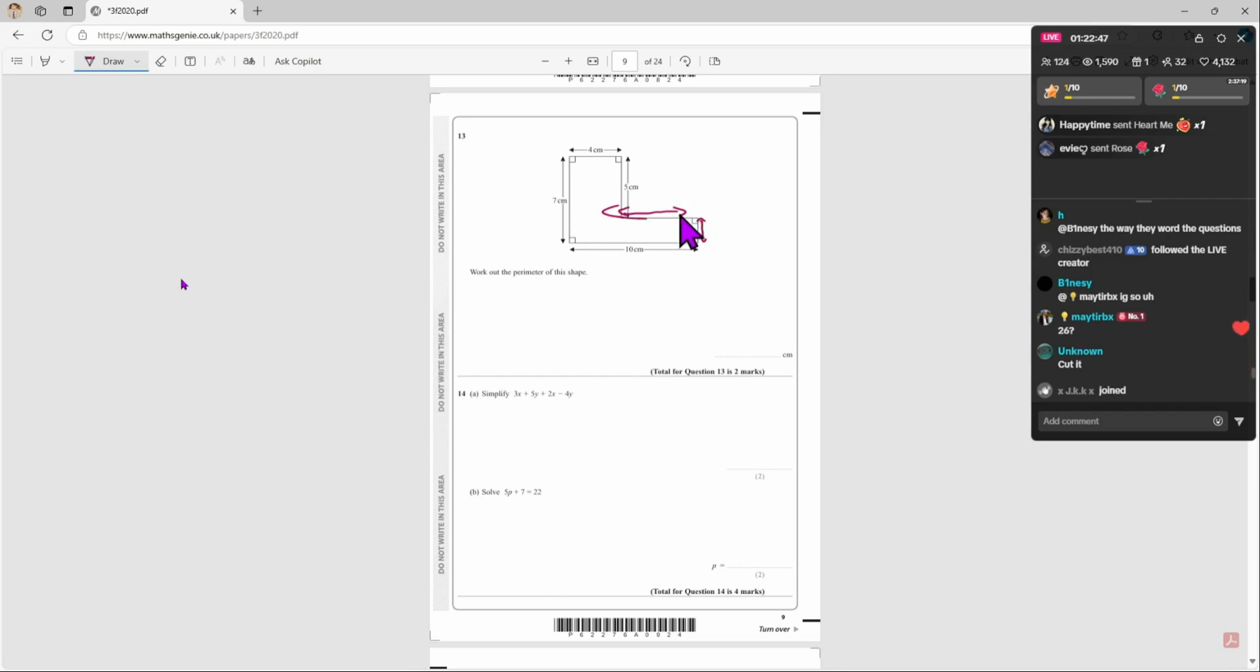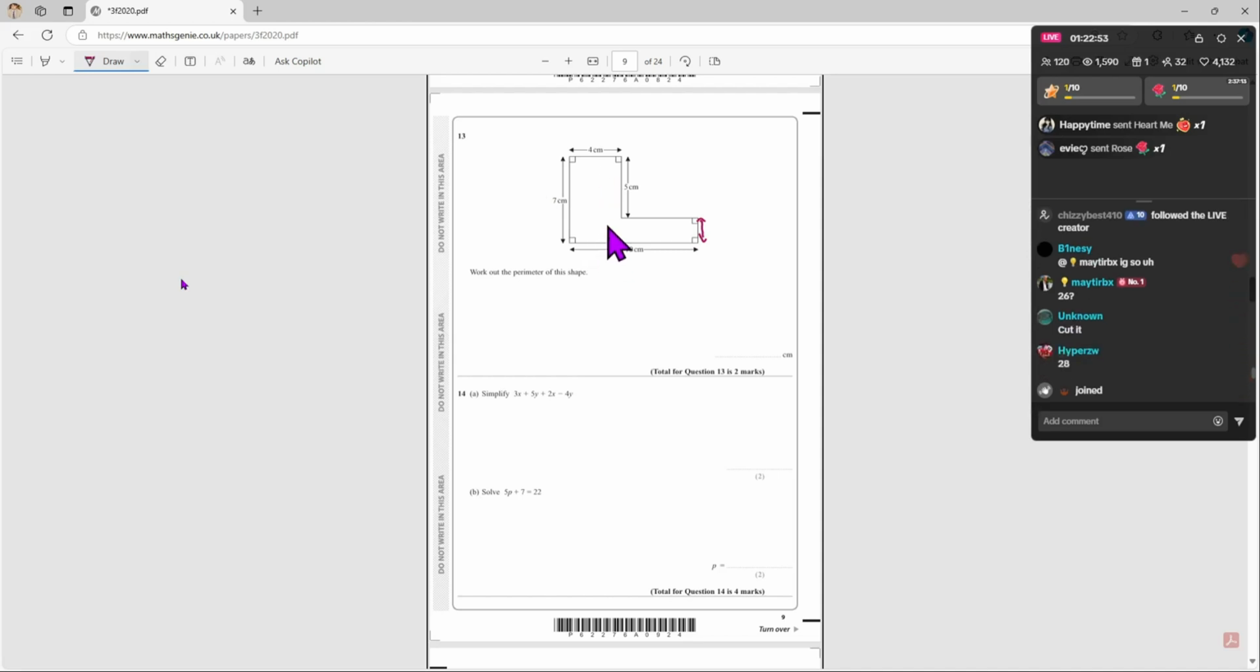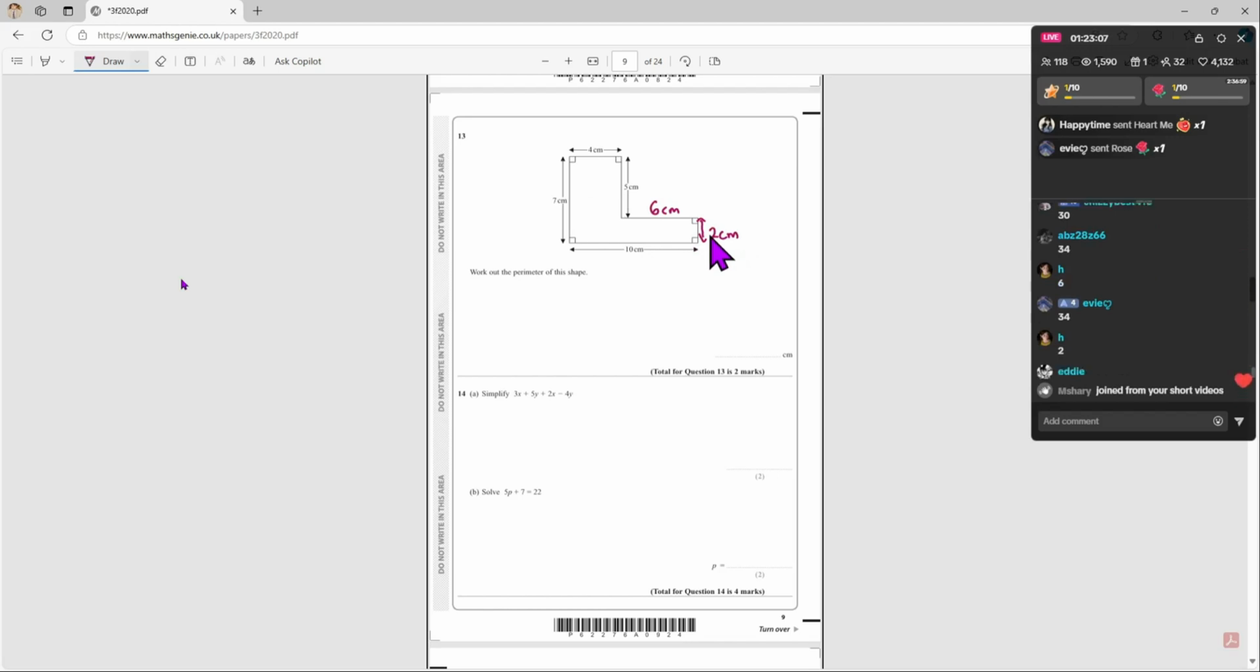To work out this length over here, we have to do 10 minus 4. 10 minus 4 is going to be 6. That is going to be 6 centimeters. And this one over here is going to be 7 minus 5, which is going to be 2 centimeters. Now we have worked out the missing lengths of each side.